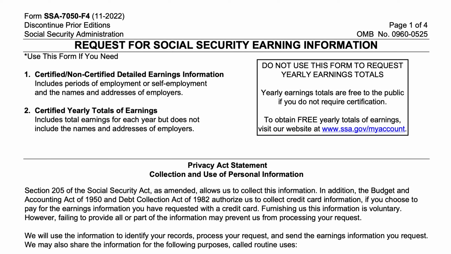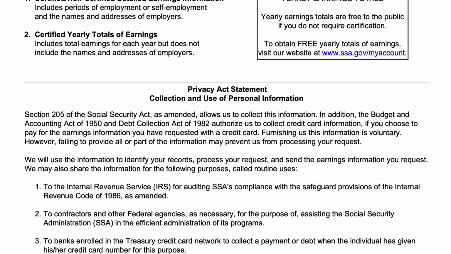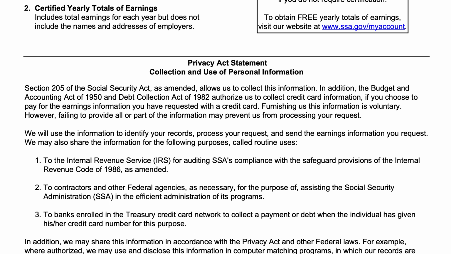And again, if you just need a total of your annual earnings not certified, then don't use this form at all, because you will be required to pay a fee to file this form.